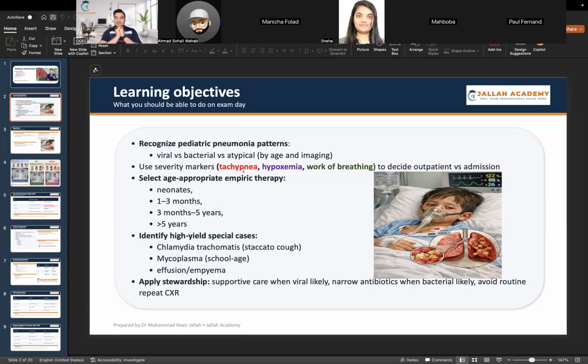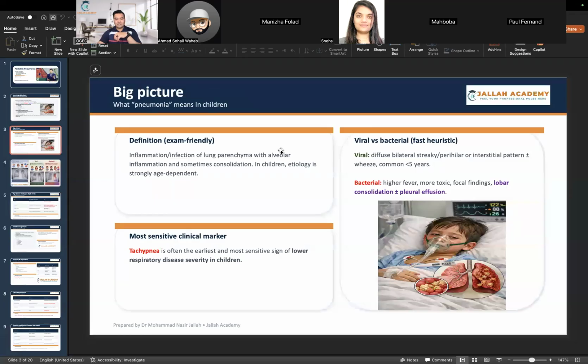Identify high-yield special cases: Chlamydia trachomatis, Mycoplasma pneumonia, which is usually common in school age. Anywhere above 5 years of age will be common. 7 is the commonest age. Effusion and edema. Apply stewardship, supportive care when viral likely, narrow antibiotic when bacterial likely, avoid routine repeat X-ray. So these are the things that we will discuss. Now let's go one by one.